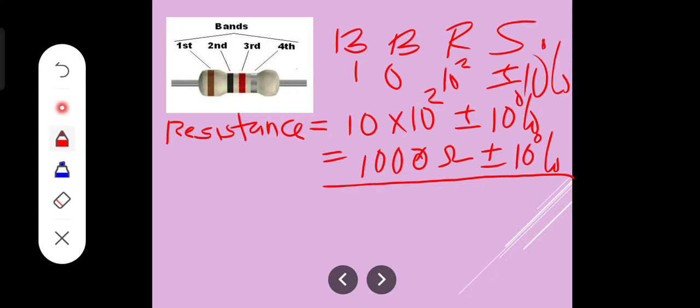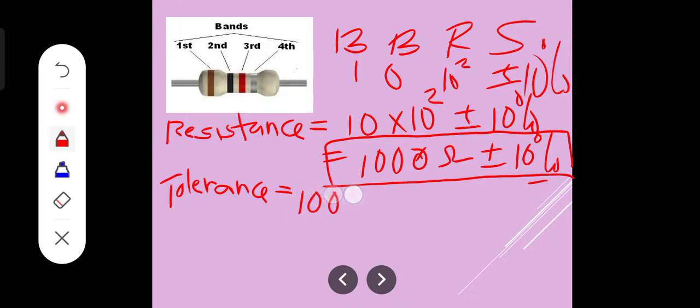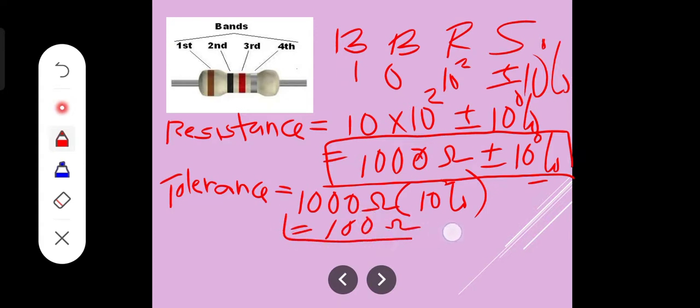Okay, next is to find the tolerance. So for the tolerance, all you need to do is to multiply the resistance and the fourth band. So we have 1,000 ohms times 10% or 0.1. This is equivalent to 100 ohms. So this will become the tolerance.